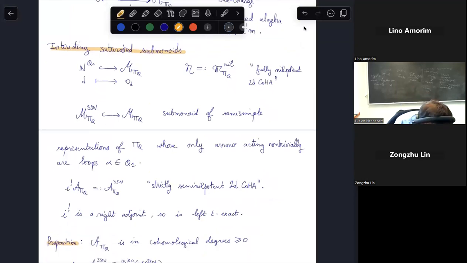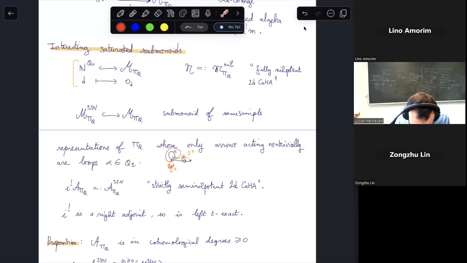Okay, so this monoid is not the only interesting submonoid. A different one is given by this object, which is the submonoid of semi-simple representations of pi Q whose only arrows acting non-trivially are the loops in the quiver Q1. So in the example I described above, we had two vertices, one like this, two arrows, and then we doubled. So this was alpha star and beta star. So we take the submonoid of representations where this one has to act by zero, this one also, this one. And so the only arrow acting possibly non-zero is this alpha. And you can check that it's indeed a saturated submonoid of M pi Q.